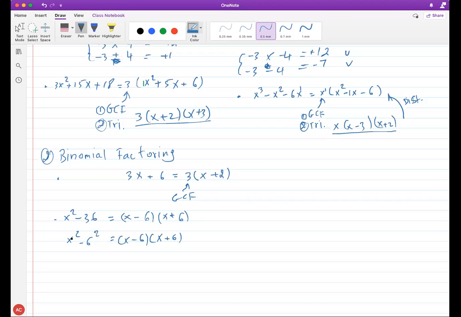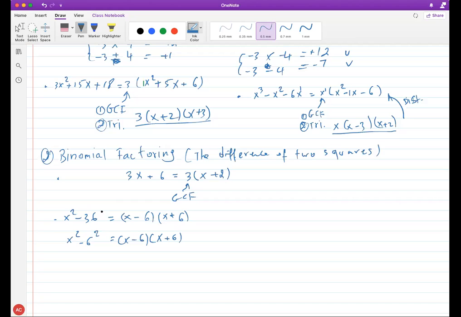You want to turn this into 2 squares. So that's why we actually call this binomial factoring. It's also called difference of 2 squares. The difference, because of the minus, of 2 squares.